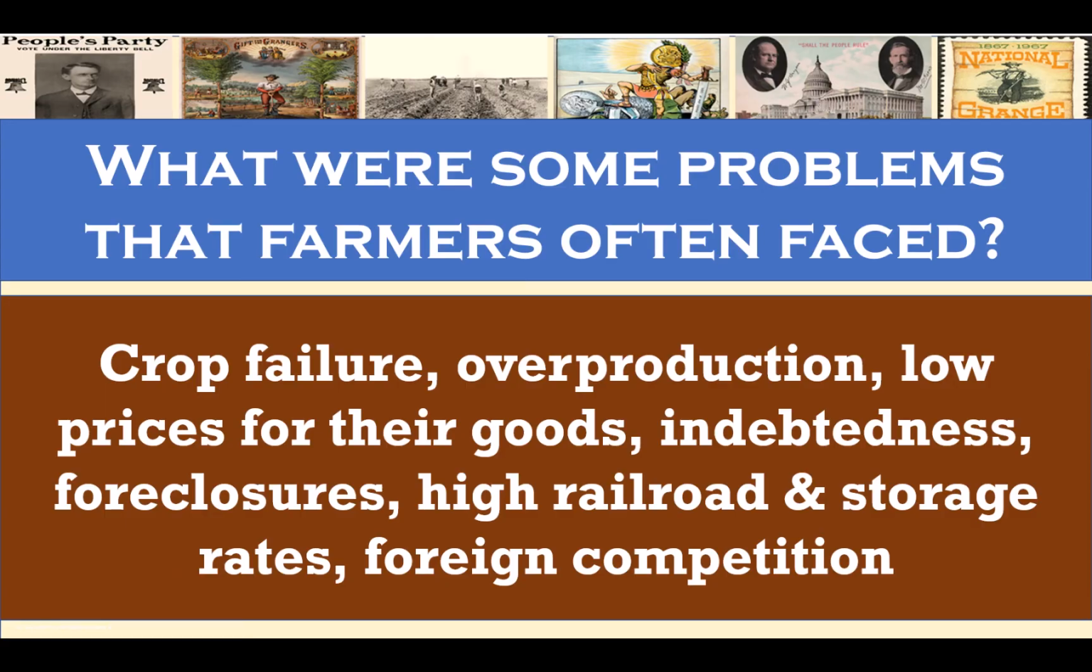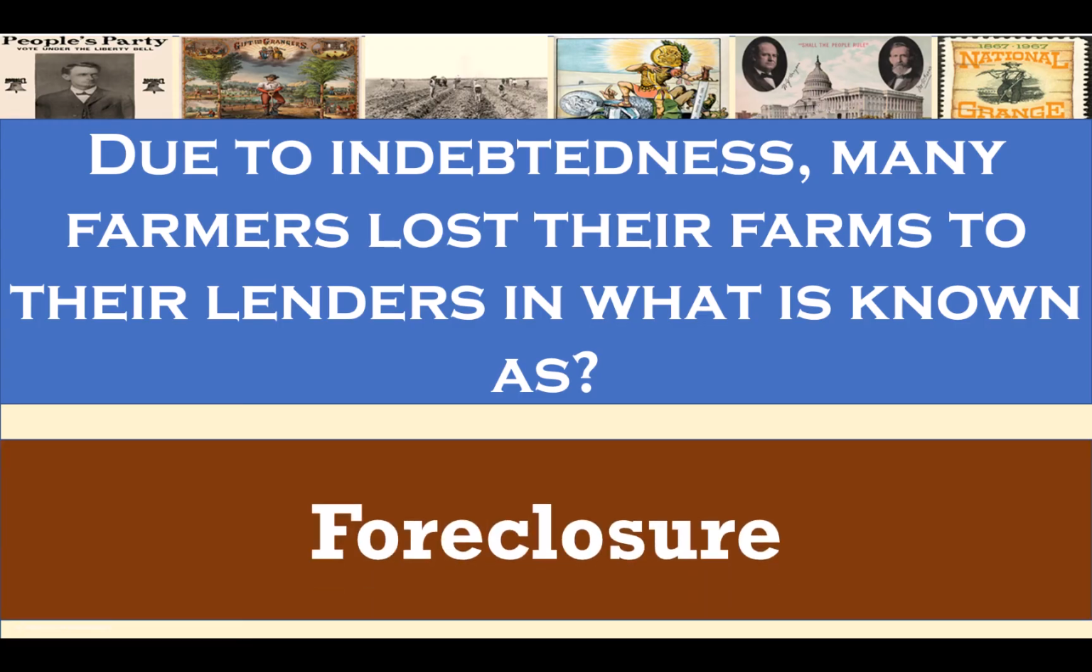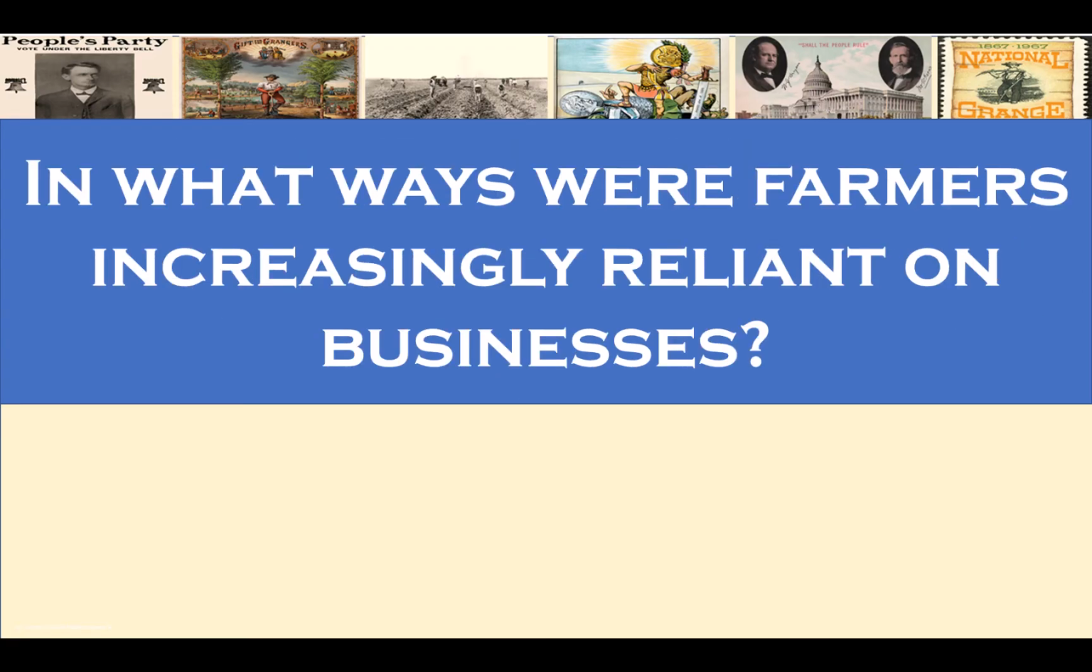Now, we went through a lot, but there's a few you could come up with. Often crop failures, overproductions, low prices for their goods, indebtedness, foreclosures, high railroad and storage rates, foreign competition, then the list goes on. Due to the indebtedness, many farmers lost their farms to their lenders, usually the banks, in what is known as, what is it called when the bank seizes your property? Foreclosure.